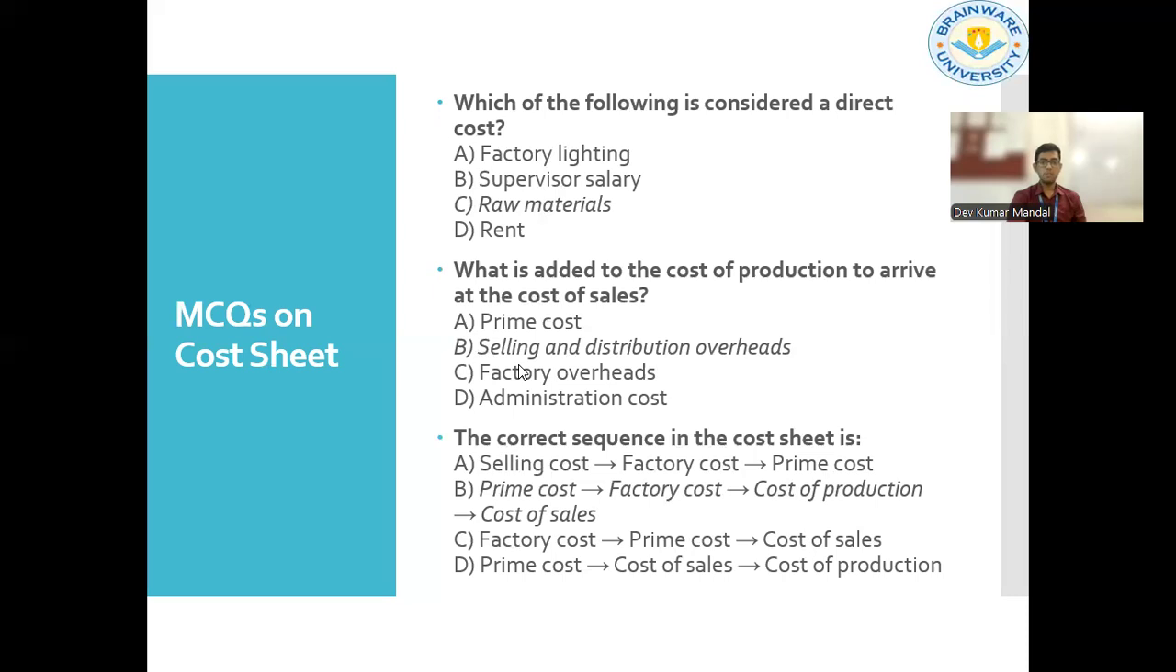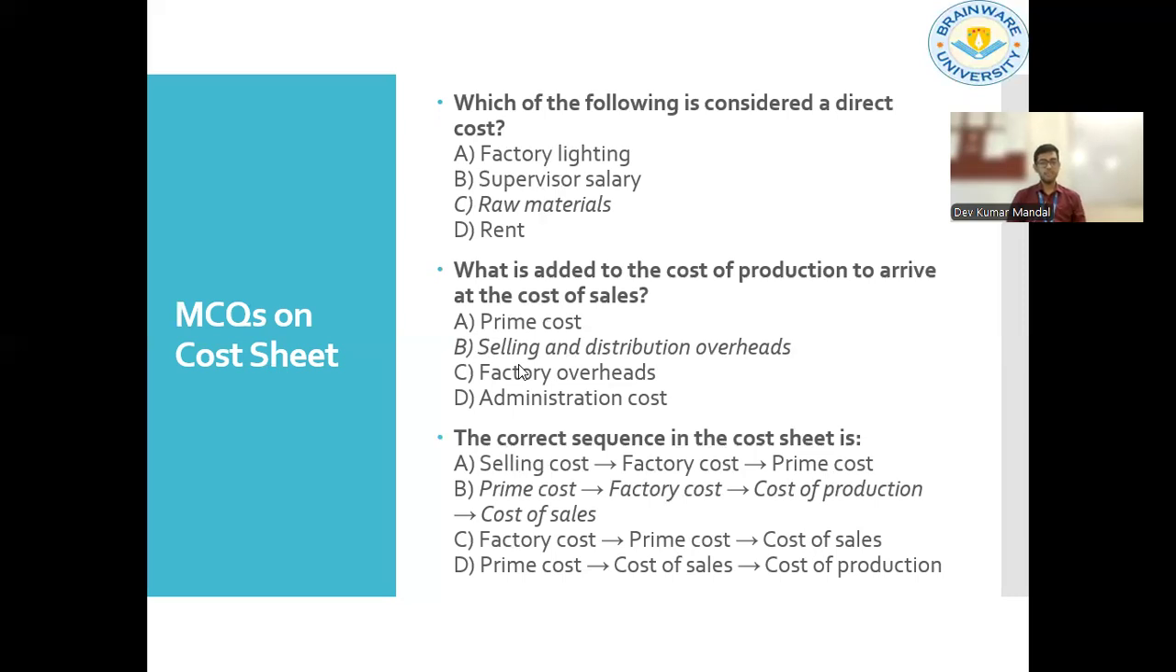The last MCQ is identify the correct sequence in the cost sheet. Number A, selling cost, factory cost, prime cost. Number B, prime cost, factory cost, cost of production, cost of sales. Number C, factory cost, prime cost, cost of sales. And number D, prime cost, cost of sales, and cost of production. As you can see, option number A, selling cost is given at the first. It is wrong. Selling cost is calculated at the last. After adding the profit, we calculate the selling price. So option number A is wrong.